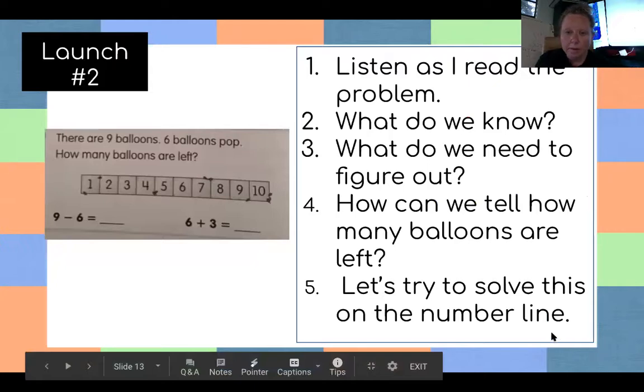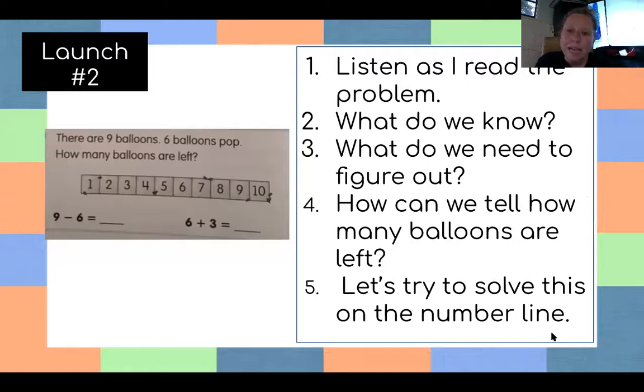If you have a whiteboard, this is the time that you would want to erase. If you are working on a piece of paper, go down to the next line. There are 9 balloons. 6 balloons pop. How many balloons are left? Let me read it again. There are 9 balloons. 6 balloons pop. How many balloons are left? What do we know about this problem? Turn and talk.